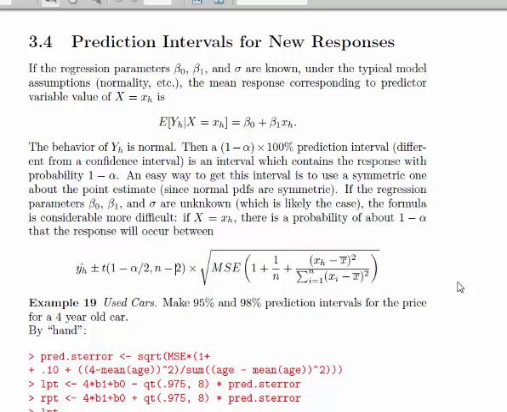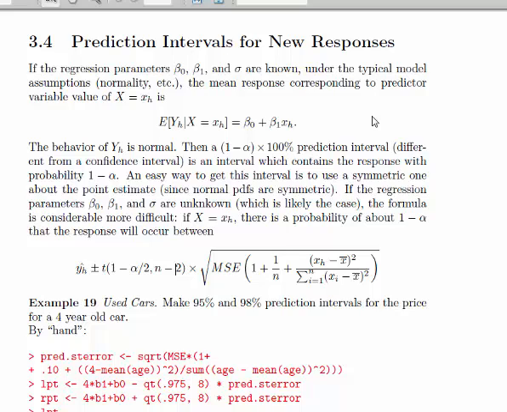Let's talk about prediction intervals for new responses. Prediction intervals are different from confidence intervals. Remember, confidence intervals are used to make interval estimates about population parameters. Like, maybe we want to be 95% confident that the actual overall mean is between these two marks. Now what we seek is some interval where we can say, I'm 95% sure that if I make another observation, it's going to fall between these two marks.